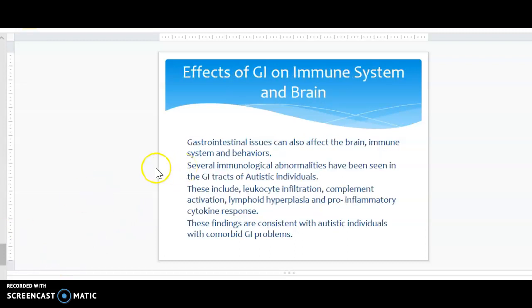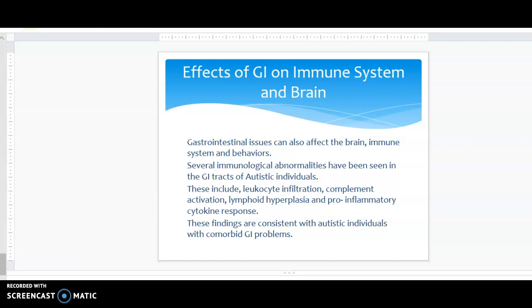Effects of GI on the immune system and brain. Gastrointestinal issues can also affect the brain, immune system, and behaviors. Several immunological abnormalities have been seen in the GI tracts of autistic individuals. These include leukocyte infiltration, complement activation, lymphoid hyperplasia, and pro-inflammatory cytokine response. These findings are consistent with autistic individuals with comorbid GI problems.